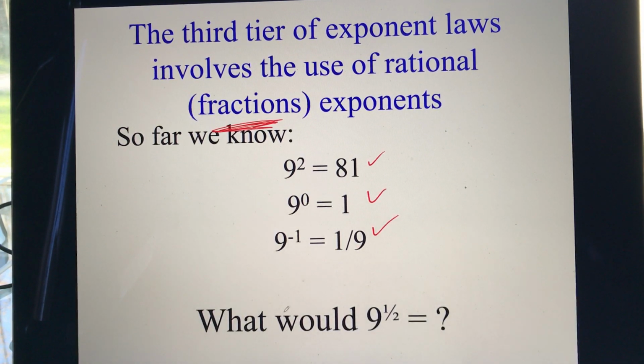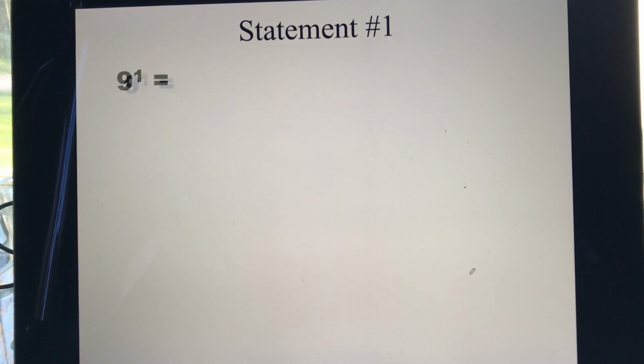But the next question is, what if I had 9 to the half? What if I had a fraction up here? This is saying take 9 and multiply it by itself 1/2 times. So the language begins to break down on it. So we have to do a little conversion here, and I'll show you how it works. So just a couple statements here.